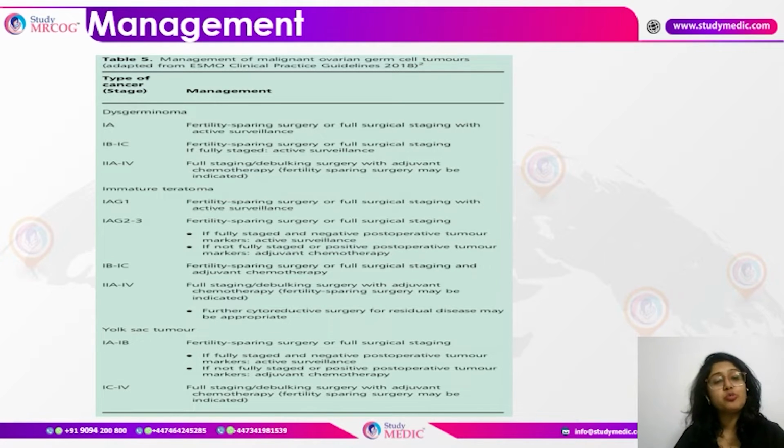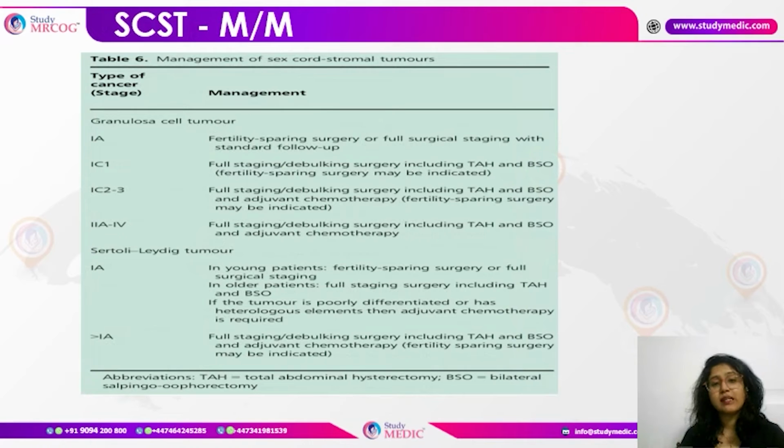Because these tumors are highly radiosensitive and chemosensitive, if you give her chemotherapy, adjuvant chemotherapy, it will usually melt. These tumors melt like snow. So the chemotherapy regimen which we give for these tumors is usually BEP, that is bleomycin, etoposide, and cisplatin is usually given. 4 cycles are given.